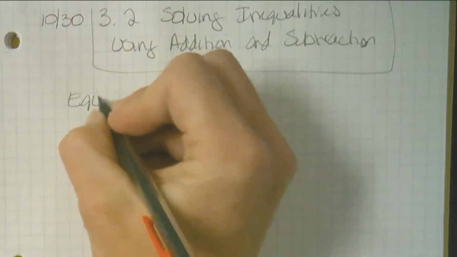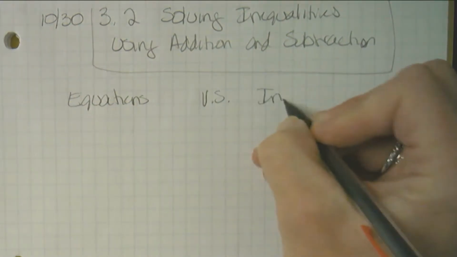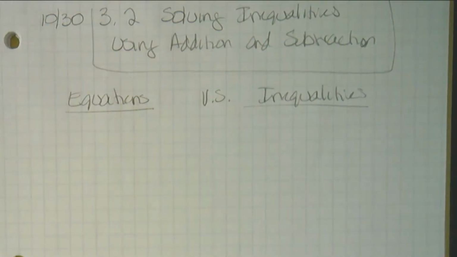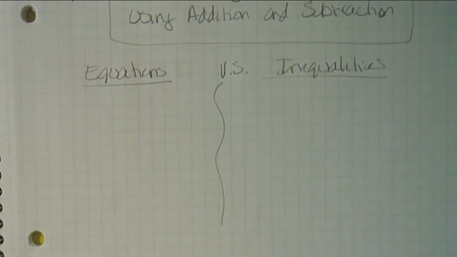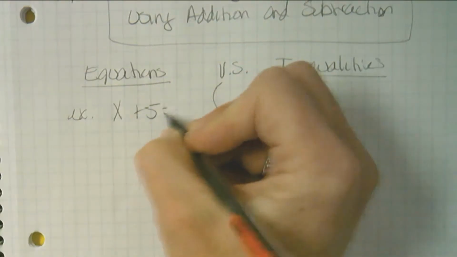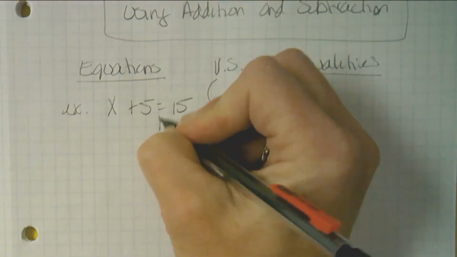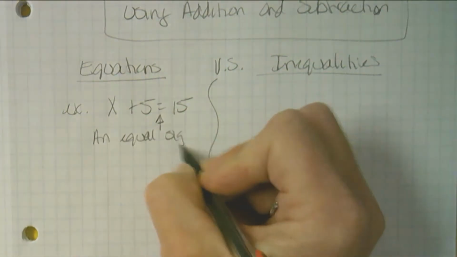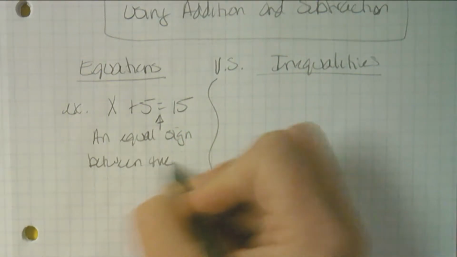All right, so let's compare equations versus inequalities. An equation's going to look like x plus 5 equals 15. We have an equal sign between the expressions.